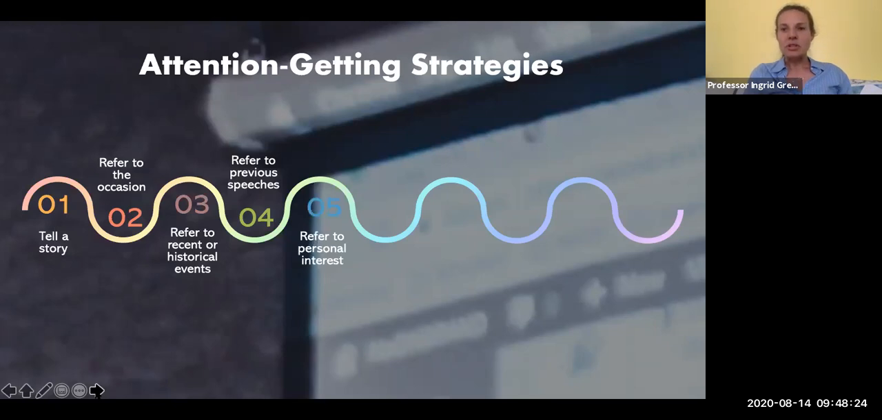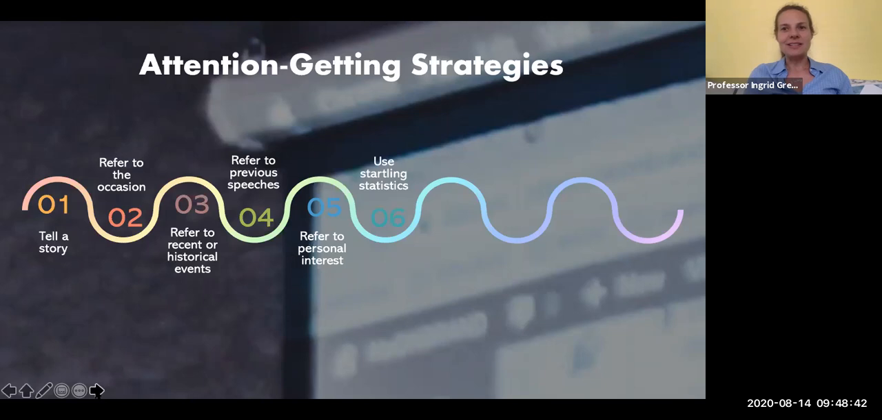Refer to a personal interest story. I should say also something that cares, talk about the heart. You talk about Habitat for Humanity or an organization that you care about. That's a personal interest story.